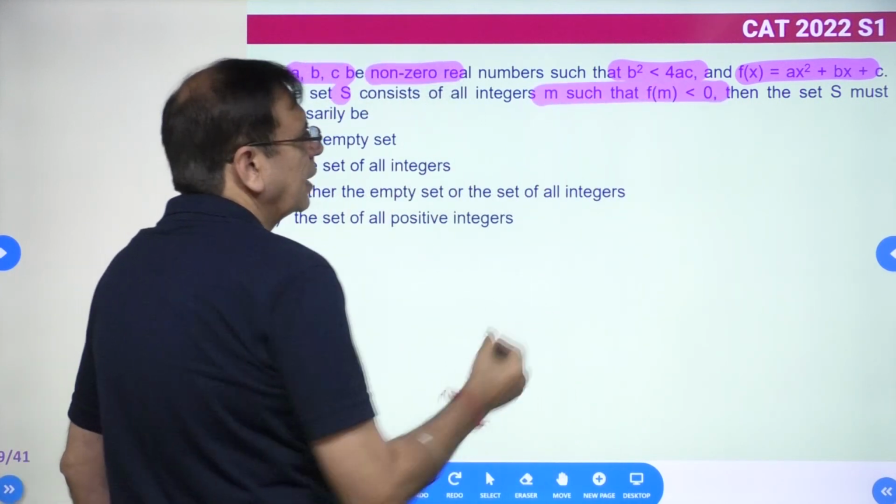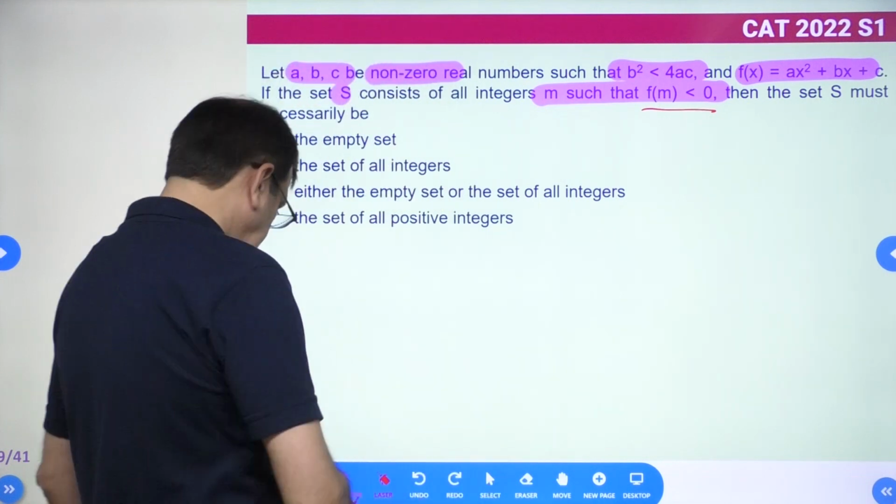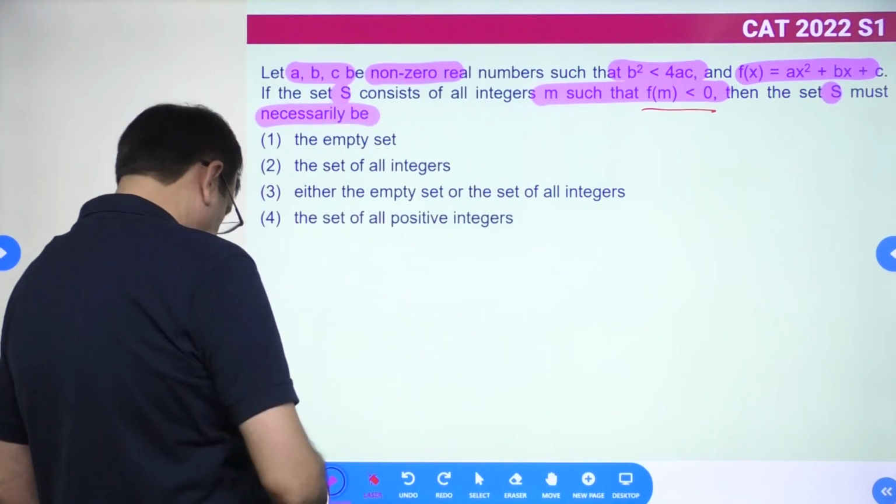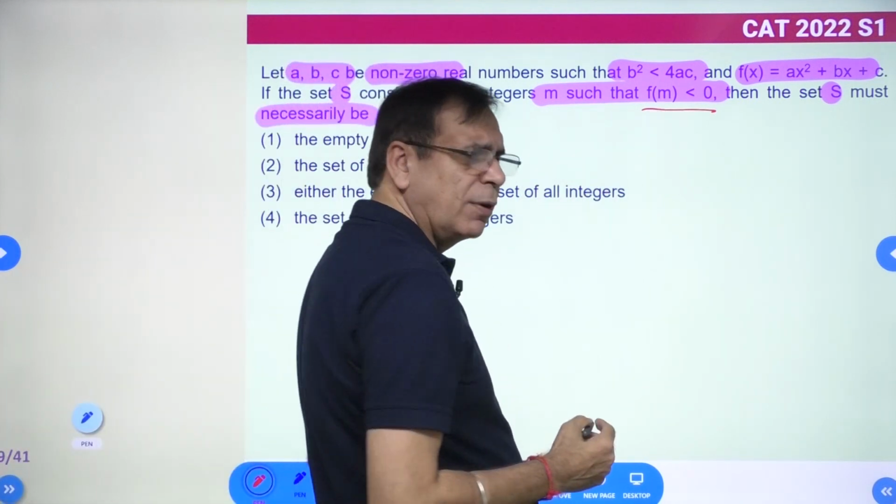What does fm is less than 0 mean? We'll look at that. Then the set S must necessarily be. Okay, first thing, what does this mean, fm is less than 0?